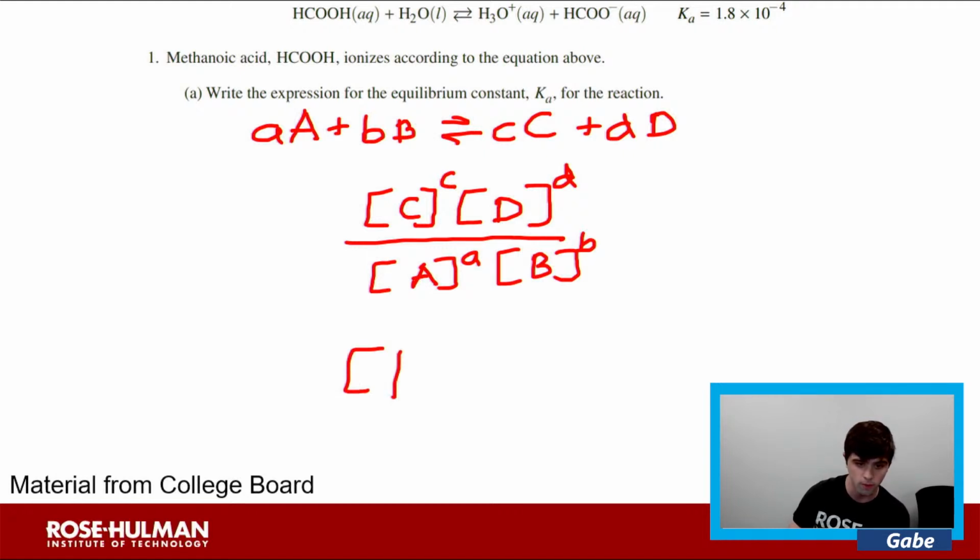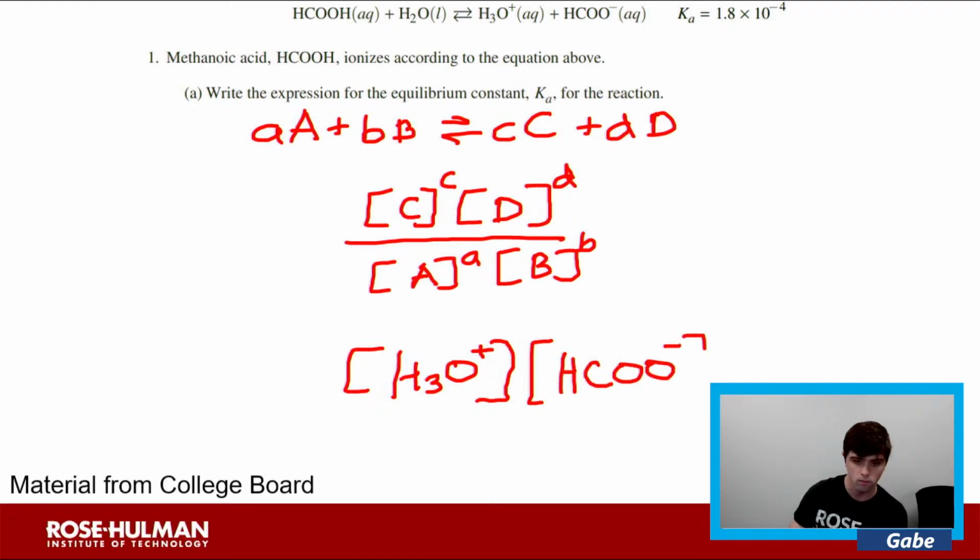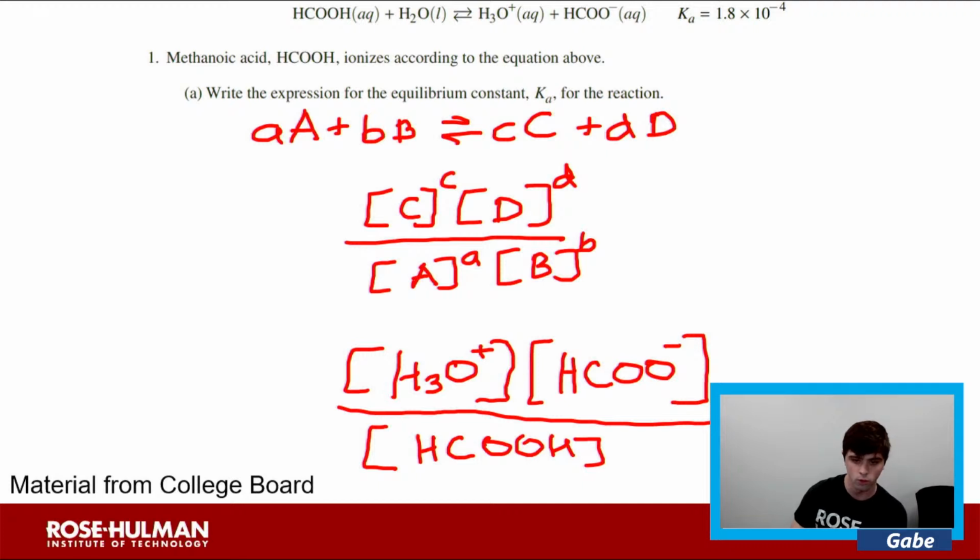We have our hydronium, and since there is a 1 in front of it, it's raised to the first power, but you don't need to write the 1 in there because it's already represented as a singular compound. And then we write our base, and that goes over our reactants. Equals our Ka.